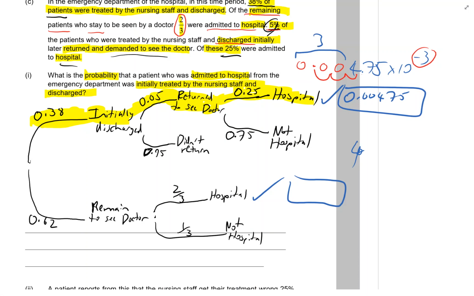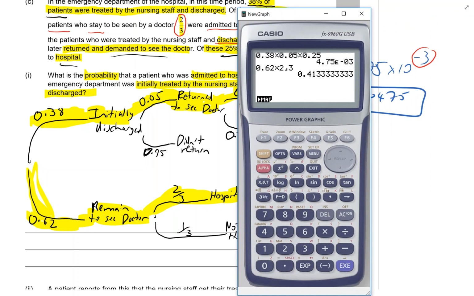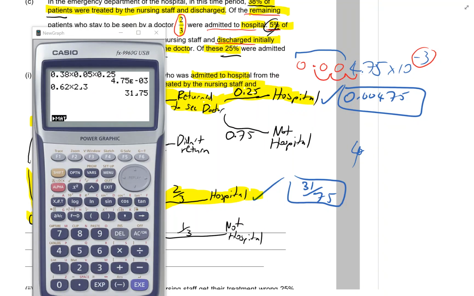Okay, those remaining to be seen to see a doctor. So 0.62 times 2/3. So we would go 2 fraction button 3, 2/3. Or you could go divide. And we get 0.413 recurring, which we can write as 31 out of 75. Now, see how I hit the fraction decimal button? If I leave that as a decimal, I'm going to have to round it, which is going to be annoying. So I can just hit the FD, which is the fraction decimal button, and get it more accurately as a fraction. So that's 31 over 75. Okay, and that's going to be more useful.